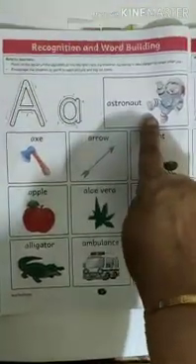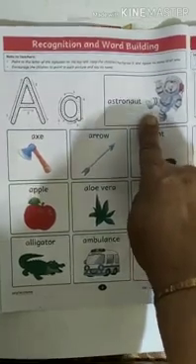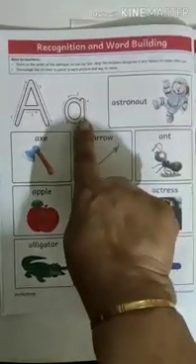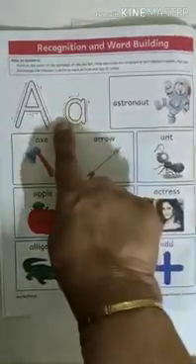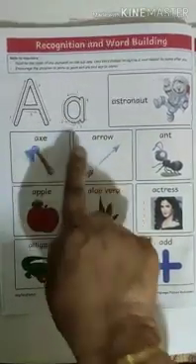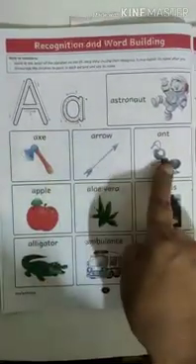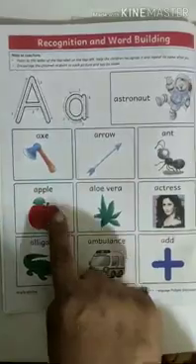Children, first point to the alphabet and then point to the picture. Do like ma'am. A astronaut, A axe, A arrow, A ant, A apple, A aloe vera, A actress, A alligator, A ambulance, A ad.